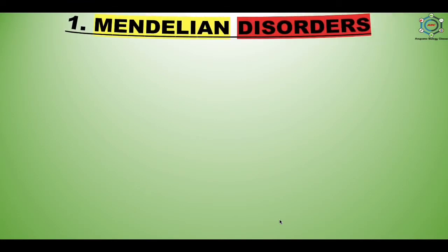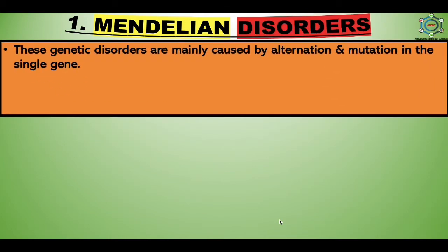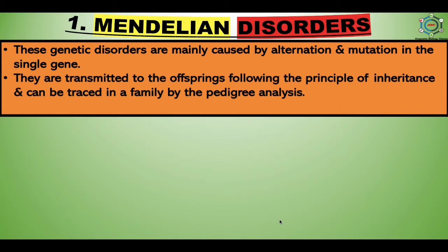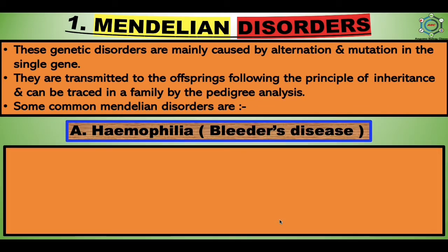Now, the first genetic disorder, that is Mendelian disorder. So, what is Mendelian disorder? These genetic disorders are mainly caused by alteration and mutation in a single gene. They are transmitted to the offspring following the principles of inheritance and can be traced in a family by pedigree analysis. Some common Mendelian disorders are, first, haemophilia, which is also known as Bridger's disease. So, what is haemophilia?